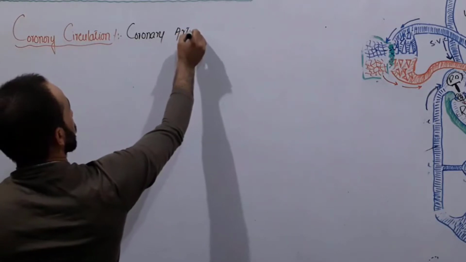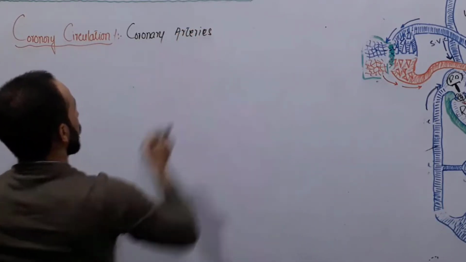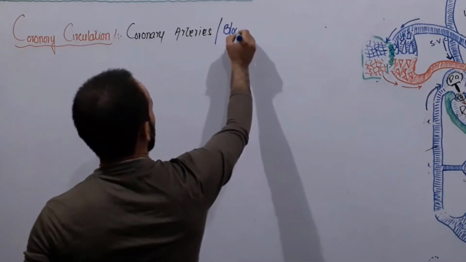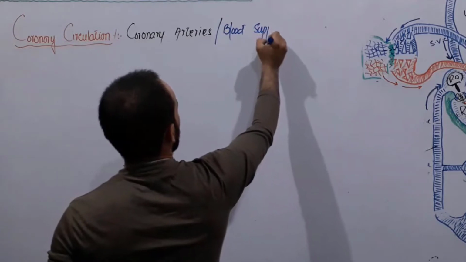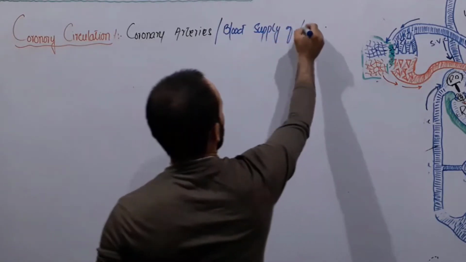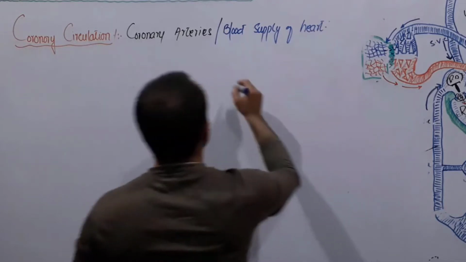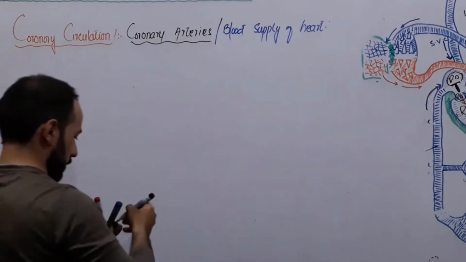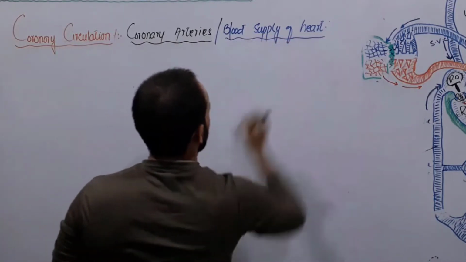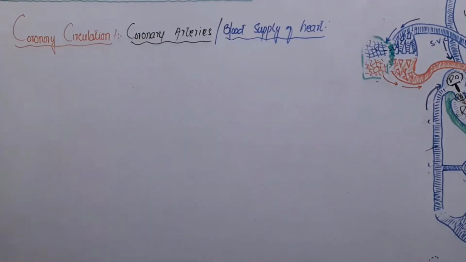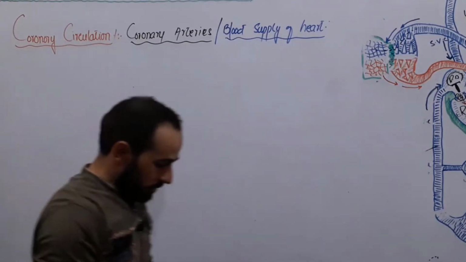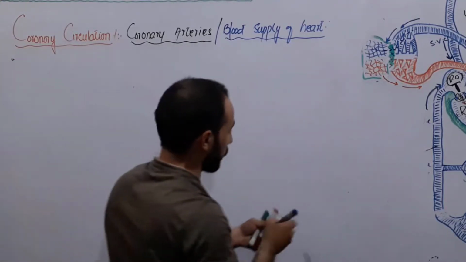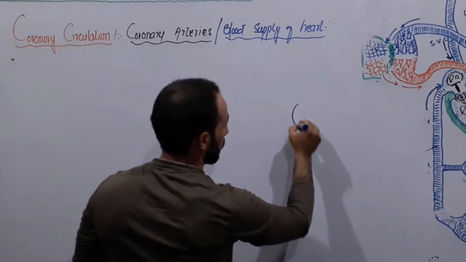Coronary arteries, or we can also label it as blood supply of the myocardium or heart. So we can call it coronary arteries, blood supply of the heart, and coronary circulation also. Clear? Now let's define this circulation. For example, friends, I'm making a very simple diagram.